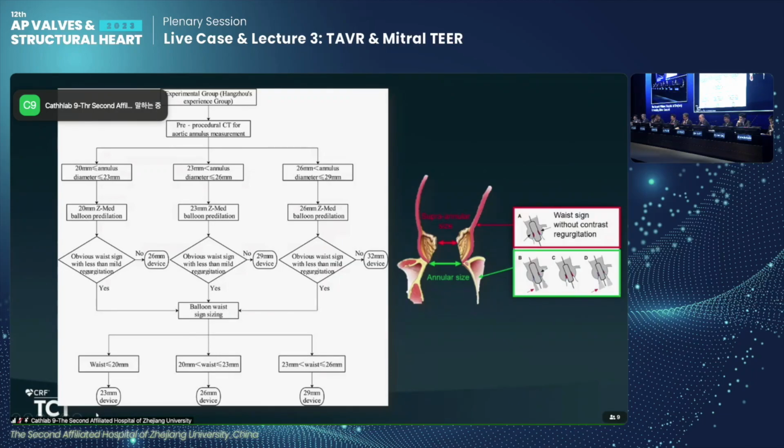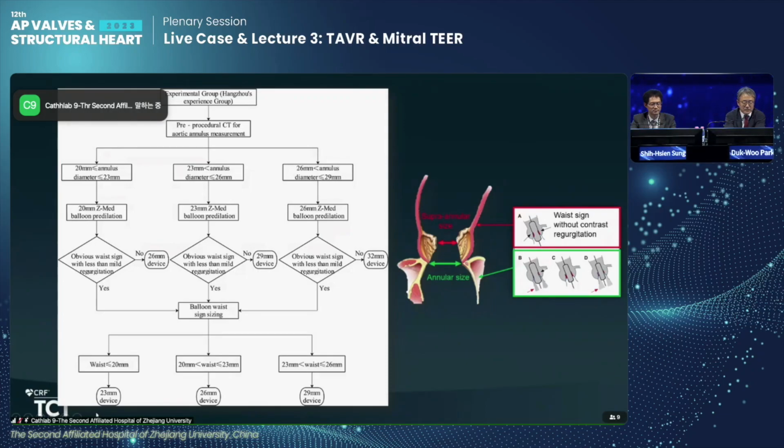You can see during the inflation of the balloon, we can clearly see the waist sign without contrast regurgitation. So we will select the 26. Regularly, with the traditional way, we may need a 29. But for this patient, we are going to use the downsize strategy with one scale, so we will select 26.